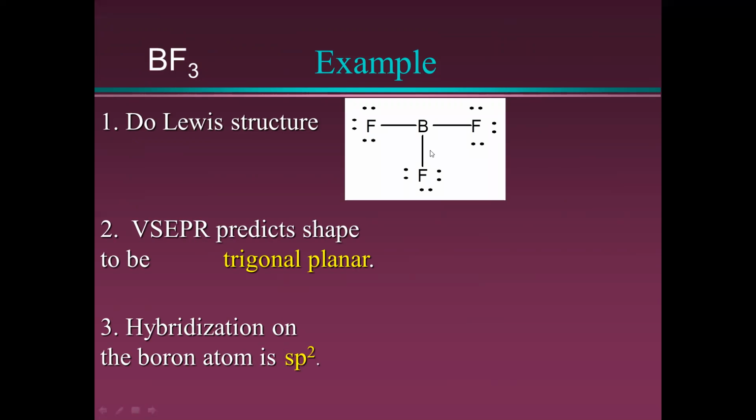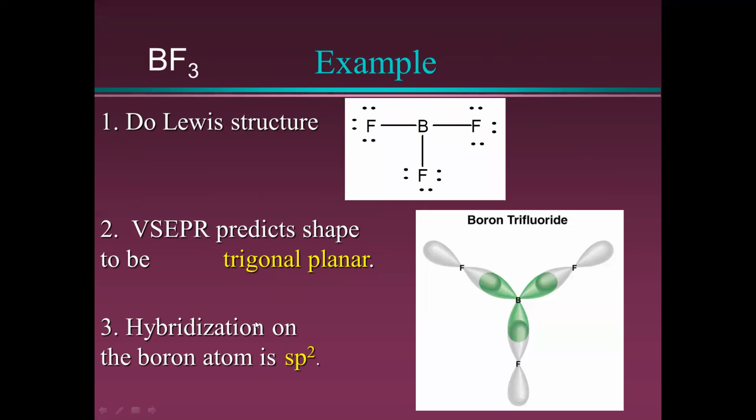So the Lewis structure will be like this if you draw it properly. And then you check how many electron units are on the center atom. You have 3: 1, 2, 3. 3 electron units is a trigonal planar electron geometry. And since you have 3 electron units, you need 3 hybridized orbitals. So this is a way.